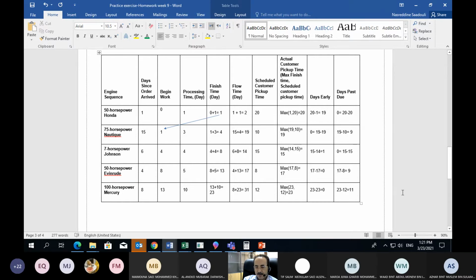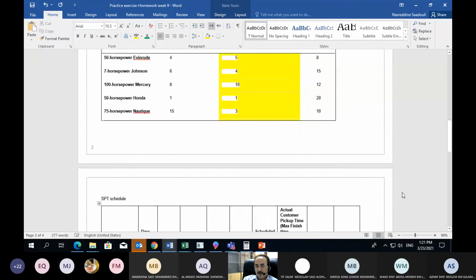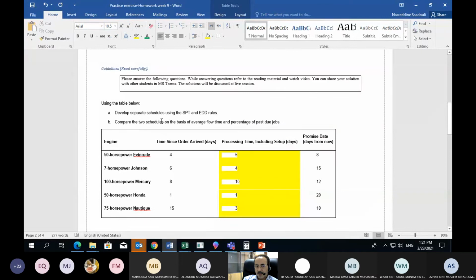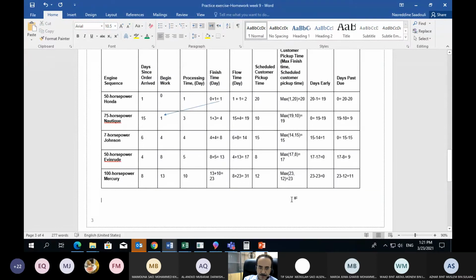It's 11 days late. Now, this is as far as the table goes, for the average flow time and the percentage of past due jobs. Average flow time is equal to the sum of the flow times divided by the number of jobs. So it's 2 plus 19 plus 14 plus 17 plus 31 divided by 5. 5 is obviously the number of jobs: 1, 2, 3, 4, 5 jobs.